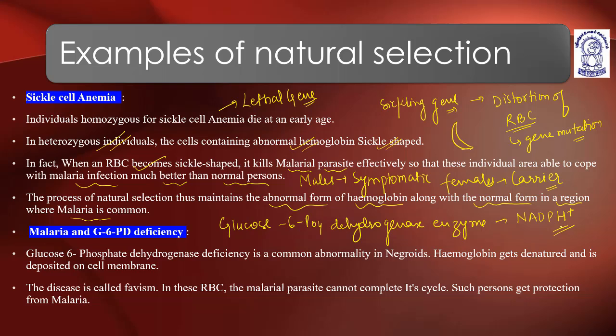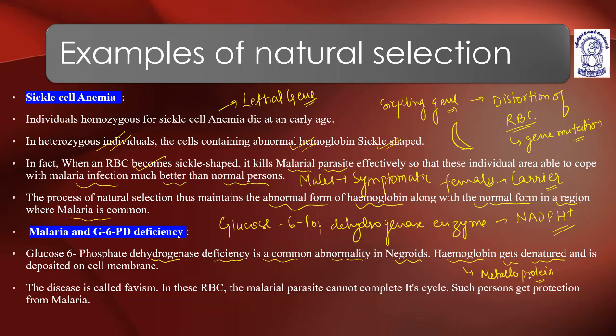Now, during the process of glycolysis, this dehydrogenase enzyme helps to convert glucose 6-phosphate into another compound. Glucose 6-phosphate dehydrogenase enzyme deficiency, where the enzyme becomes deficient, is a common abnormality in negroids. Hemoglobin gets denatured. Okay, why hemoglobin? Hemoglobin is a metalloprotein, and the denaturation of protein basically tells us that conditions were not appropriate, not optimum.